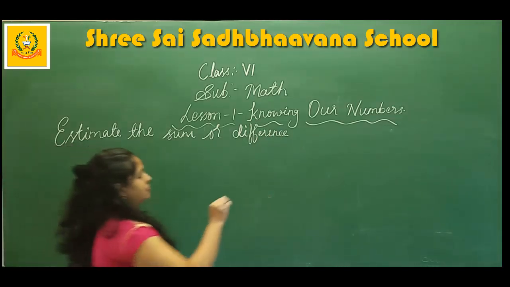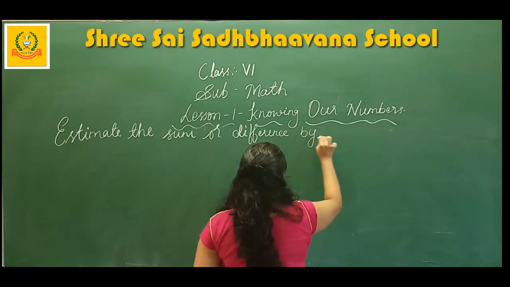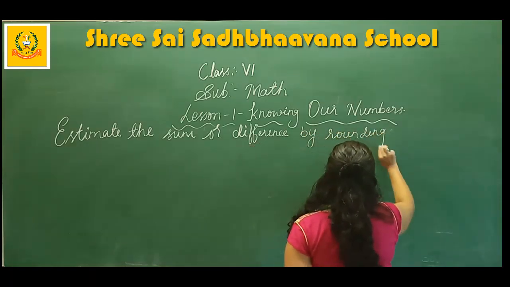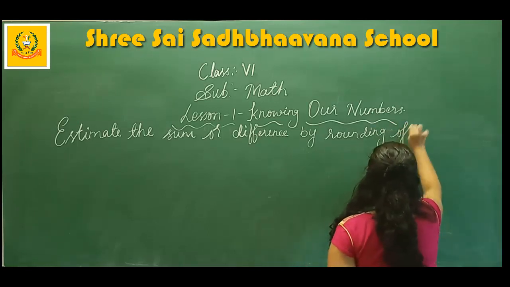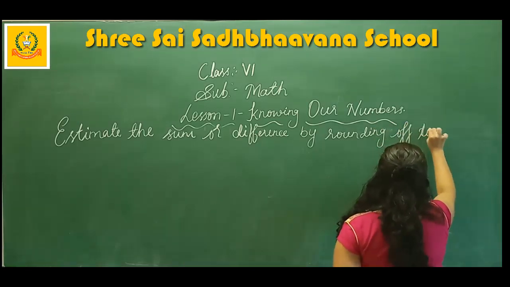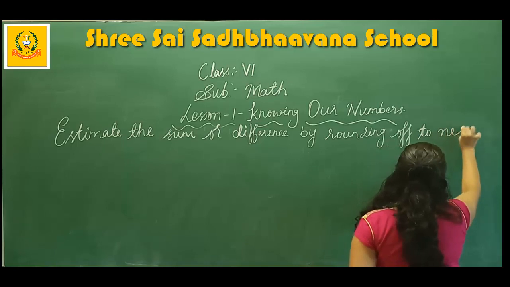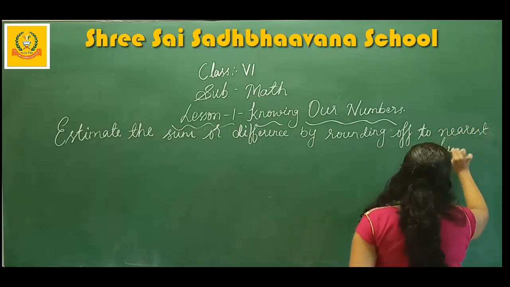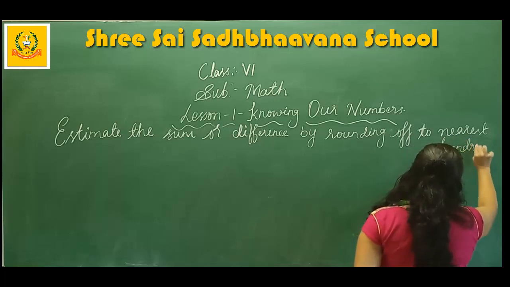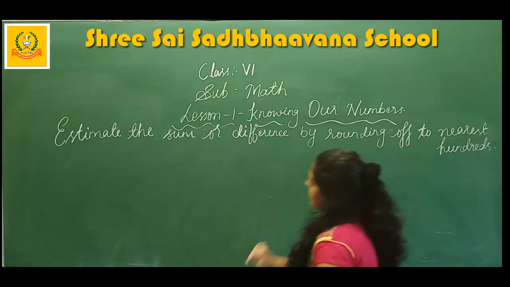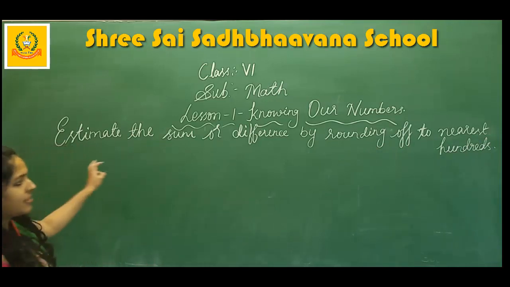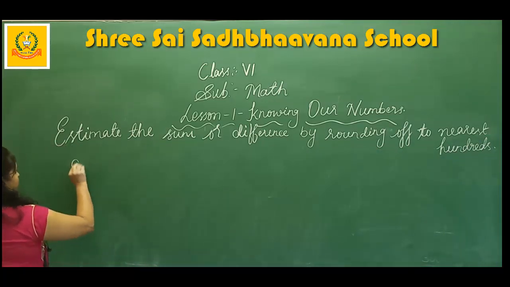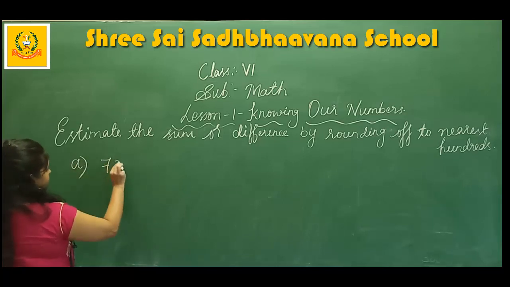By rounding off to 100. Estimate the sum or difference by rounding off to the nearest hundreds. So here they will give two sums.